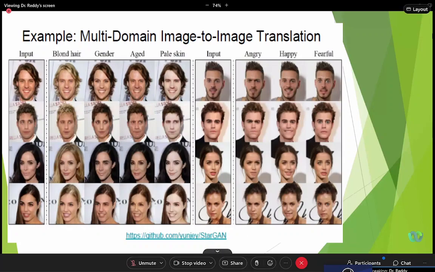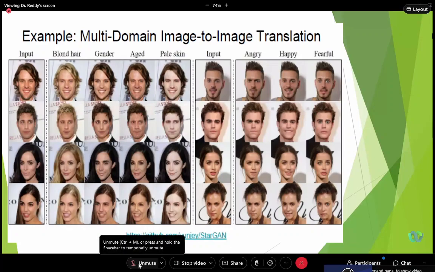Some of the applications. Any application? Am I audible?